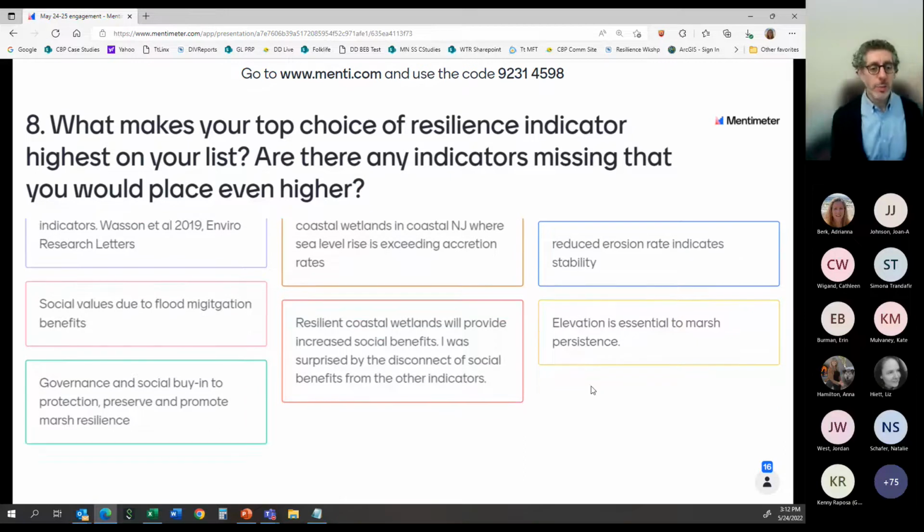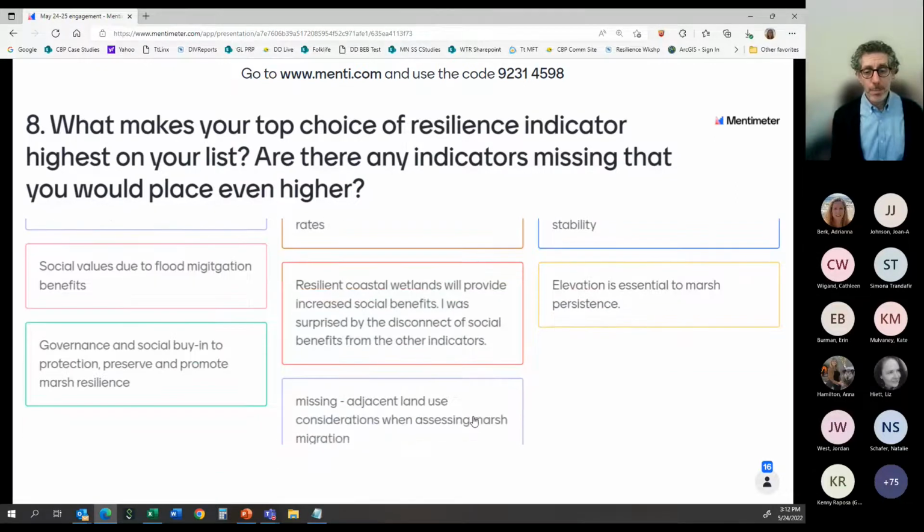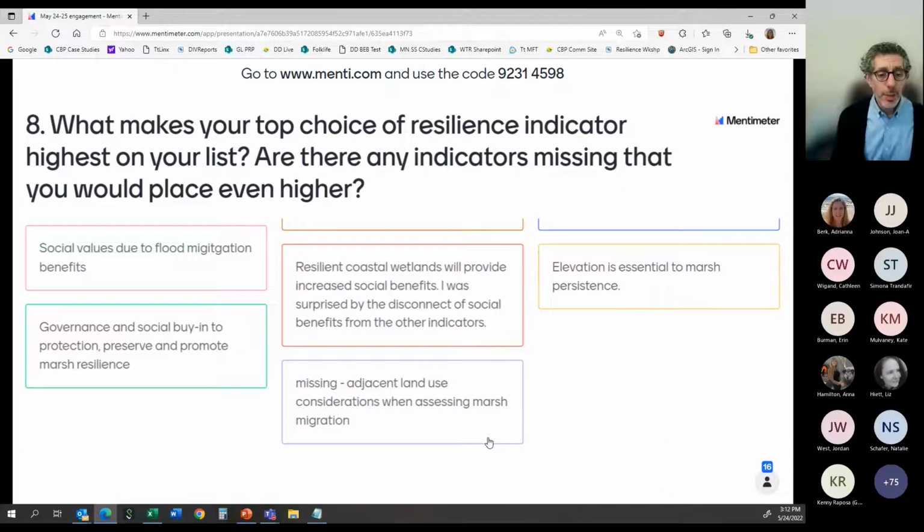Elevation is essential to marsh persistence, which again, elevation. Social values due to flood mitigation benefits. Governance and social buy-in to protect, preserve, and promote marsh resilience. Resilient coastal wetlands will provide increased social benefits. There's the social benefits again. I was surprised by the disconnect of social benefits from the other indicators. Something missing: adjacent land use considerations when assessing marsh migration.